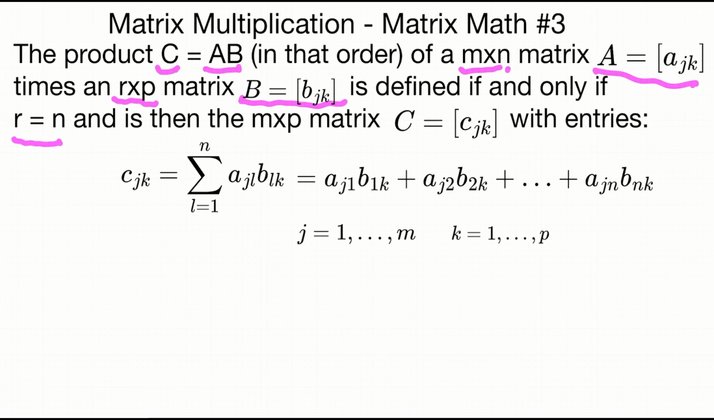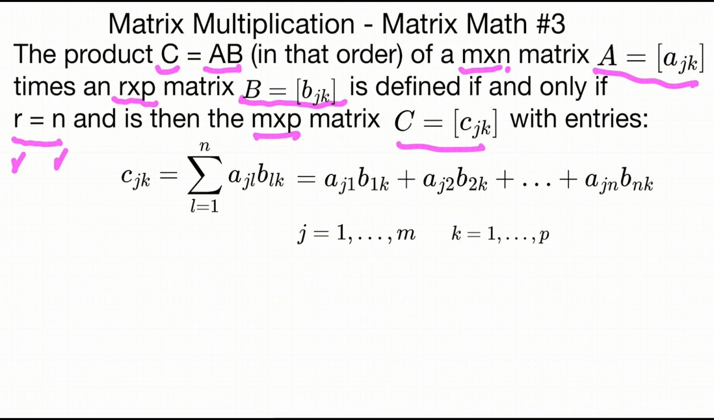Otherwise, the matrix multiplication is not defined. That is the requirement: the number of rows of the second matrix is equal to the number of columns of the first. So that's the requirement, so you can at least get an answer out. And then the result is this matrix C, and it has M rows and P columns.